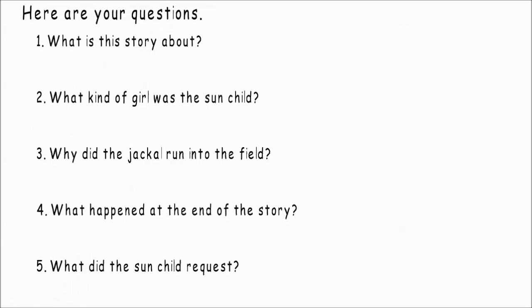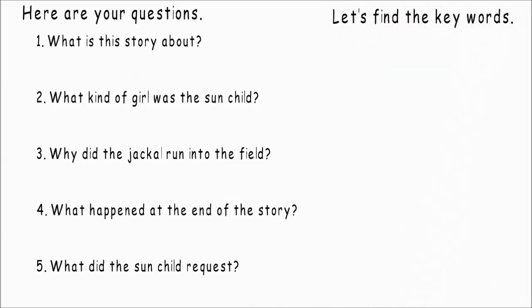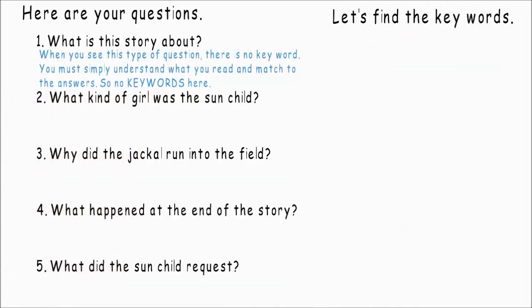Here are your questions. Let's find the keywords. Number 1. What is this story about? When you see this type of question, there is no keyword. You must simply understand what you read and match to the answers. So no keywords here. Number 2. What kind of girl was the sun child?